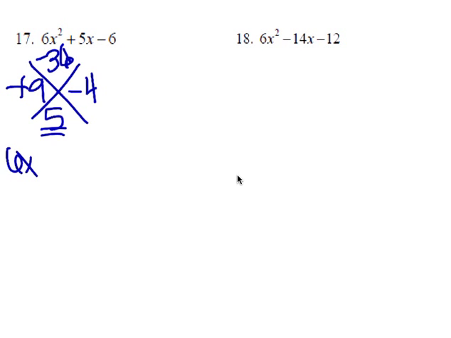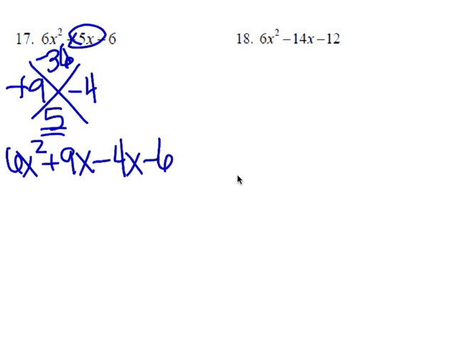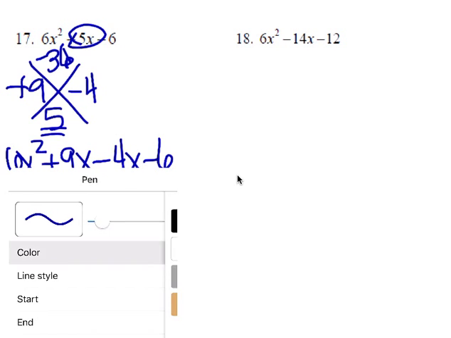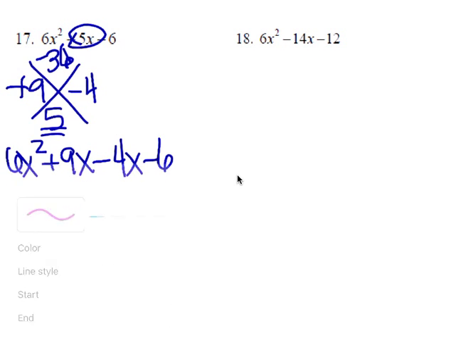So we're going to have 6x squared, and then I'm going to split up this middle term. Between 5x, I'm going to do plus 9x minus 4x in place of that 5x, and then everything else is going to stay the same. So now I'm going to factor by grouping. Here I'm going to make my two groups.